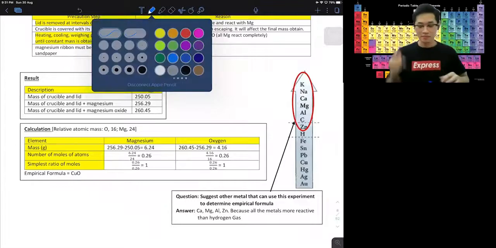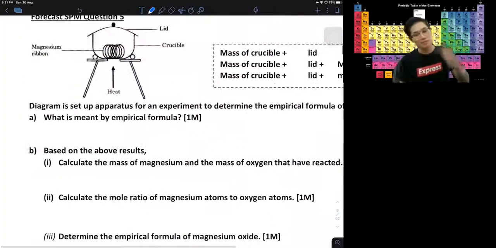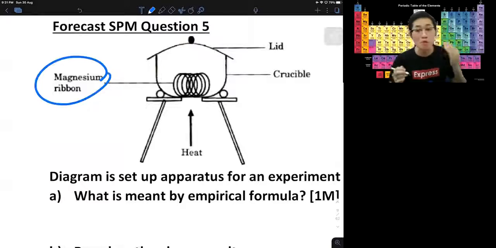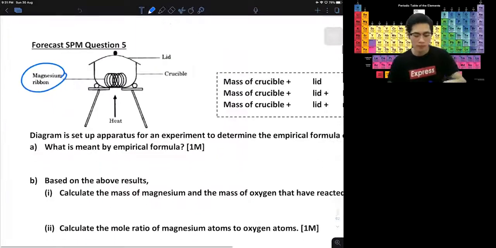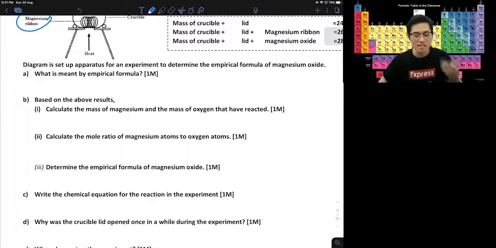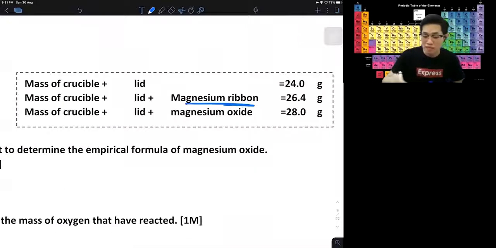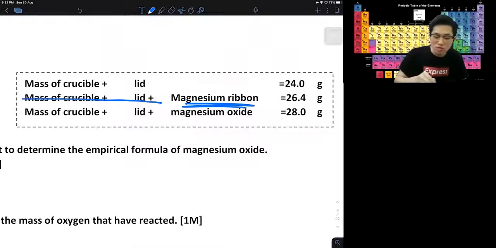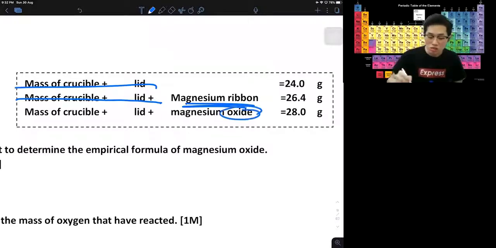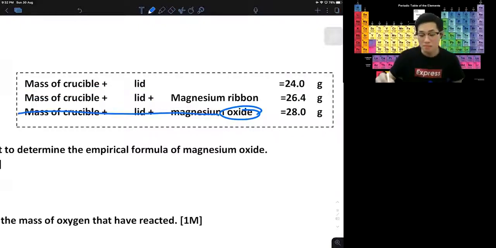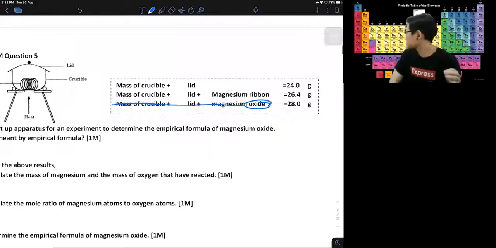Okay. Same, we will go through this experiment. What is meant by empirical formula? This definition I skip. Yes, if you want to use this method, you must make sure that the metal is more reactive than hydrogen. Calculate the mass of magnesium and the mass of oxygen that has reacted. This one I also skip, same as the one just now. If you want the magnesium ribbon, you just minus off crucible and lid. And then if you want the oxide, you minus off crucible, lid, and magnesium. That means the second mass.